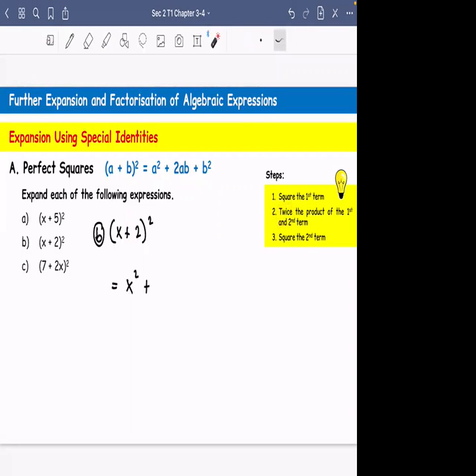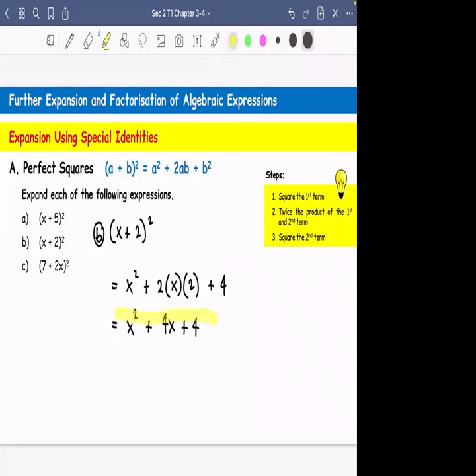What's the next step? Twice the product of the first and the second term. So it's always times 2. My first term is x, my second term is 2. And then the second operation is always plus. The last step is to just square the second term. So what is 2 squared? That is plus 4. So answering this, we have x squared plus 4x plus 4.